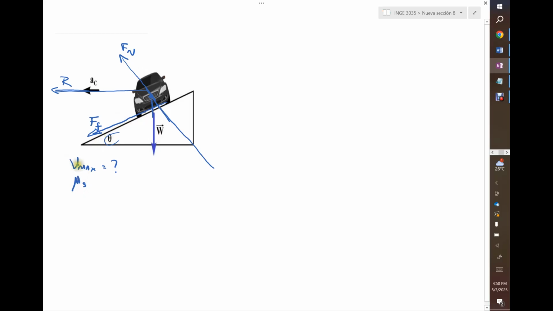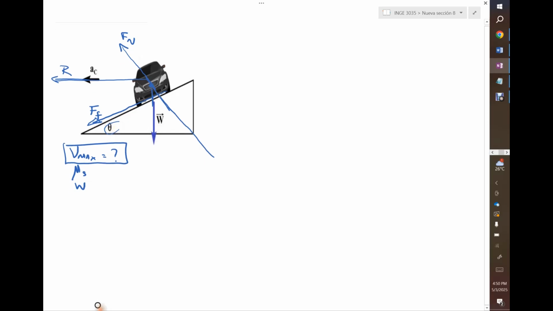So this is the big question: what is the Vmax? The parameters that we're going to have are mu s and W. Those are the two parameters that we're going to work with to get that maximum speed. We have the car, we have a W here, and this is angle theta. This angle here between this guy and this guy will also be theta.